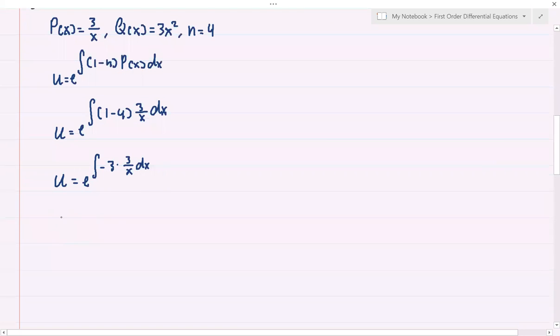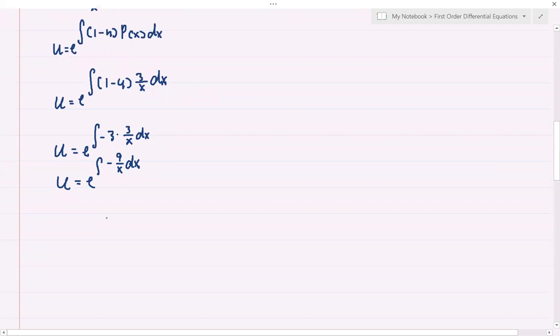So multiply them together, you will have u is equal to e raised to the integral of negative 9 all over x. So let's get the integral of negative 9 over x. So we will have negative 9 times ln of x. Okay, so that will be your u. But we can still simplify it. By applying the laws of logarithm, we can put the constant negative 9 to the exponent of your x. So we will have u is equal to e raised to ln of x raised to negative 9.